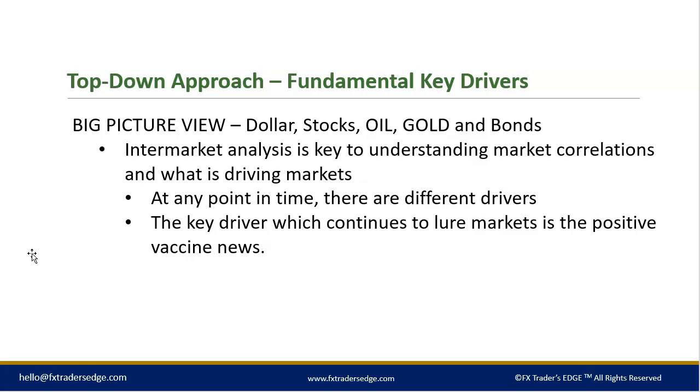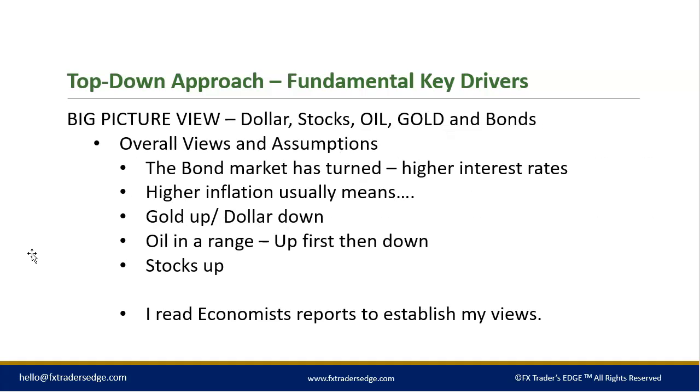At any point in time, there are different drivers, and the key driver which continues to lure markets is the positive vaccine news. These are my overall views and assumptions that the bond market has turned and that we will eventually see higher interest rates. And higher inflation means gold up, dollar down. Oil is in a trading range, up first and then down, and stocks will continue to go higher. How do I come to my overall view? I read economist reports to establish my views.